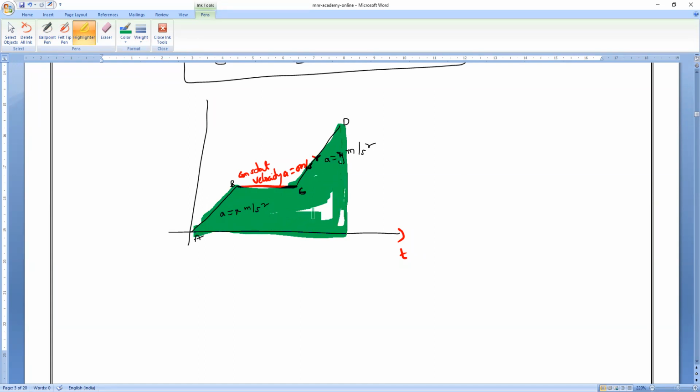So why do we need to find the total area? Because that is the displacement, correct? If you find the total area under the graph, that is the displacement. I'm asking from A to D totally. Do you all understand it?